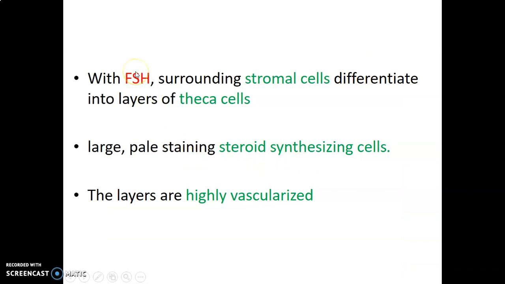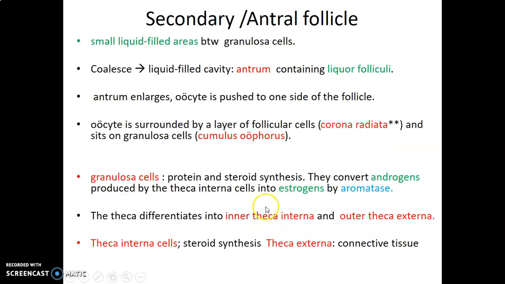So follicle stimulating hormone causes the surrounding stromal cells to differentiate into layers of thicker cells, and these thicker cells are large and pale staining, and mainly responsible for steroid synthesis. So these layers are highly vascularized. So the stromal layers differentiate into thicker cells, which are steroid synthesizing cells. They are large and pale staining and highly vascularized.